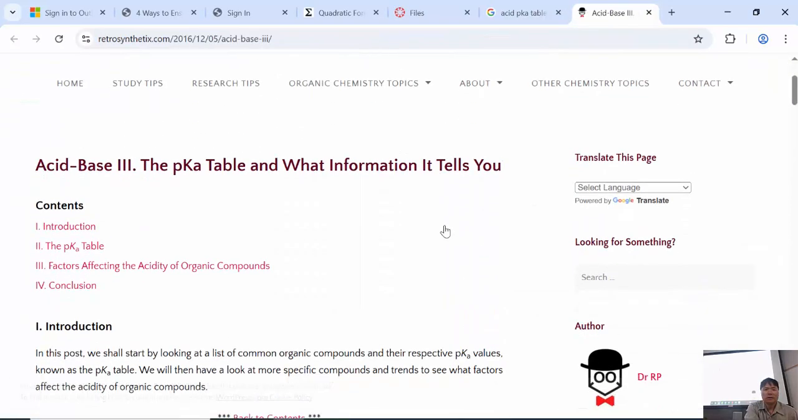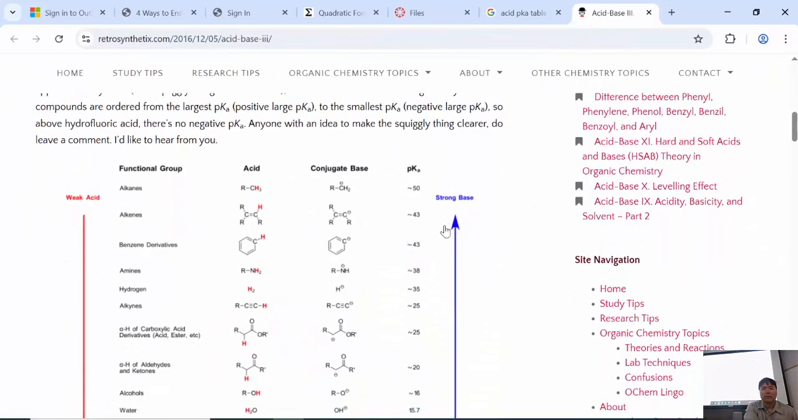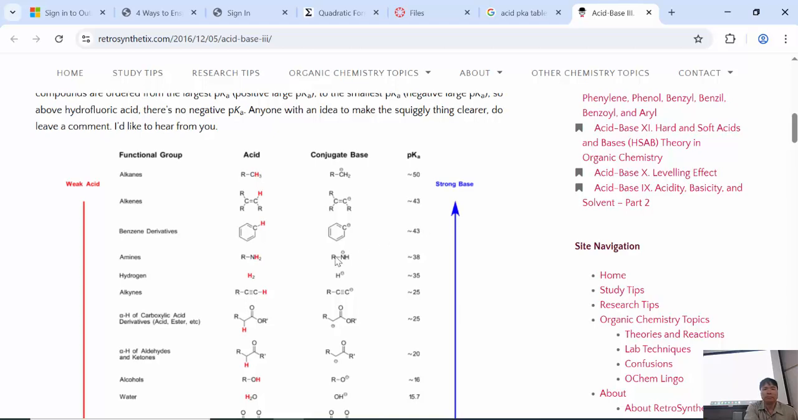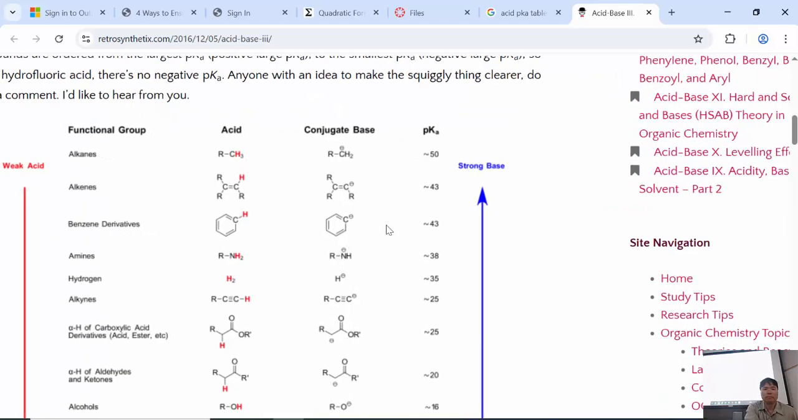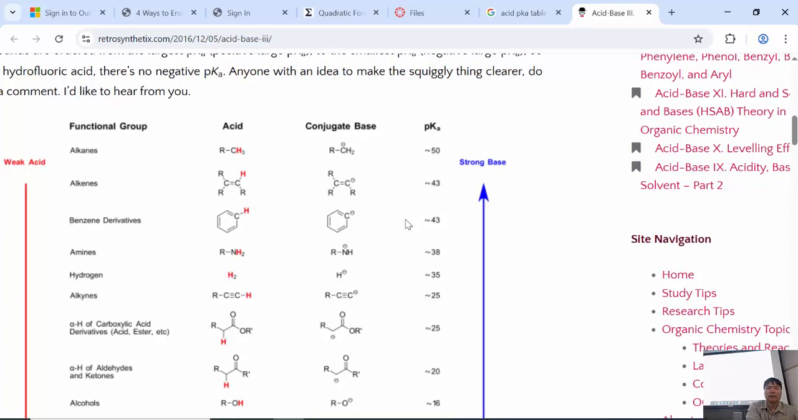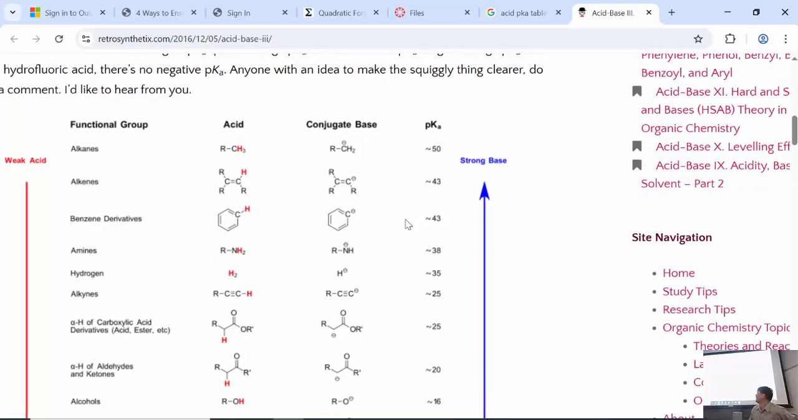Here's a pKa table for... Oh, this is a pKa table for organics. If you look at hydrocarbons, take a look at the pKa. pKa is about 50, which means the K is extremely small, 10 to the negative 50, which means alkanes aren't very acidic.